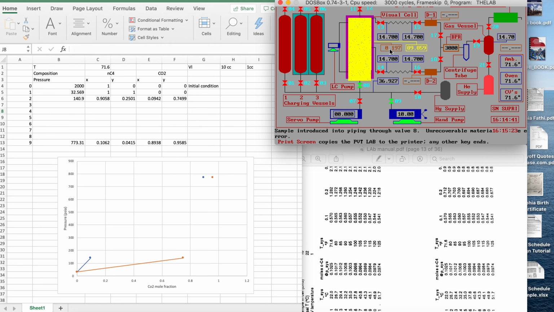Okay. So as you can see, even with this small amount of CO2, just 1 cc, with 1 cc of N-butane, we couldn't even get to the dew point. And that's why we basically use the definition of tie line to get to the point. So in the next video, I'm going to show you the full table that you can use for your lab report. Okay.